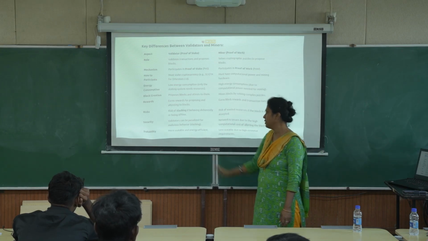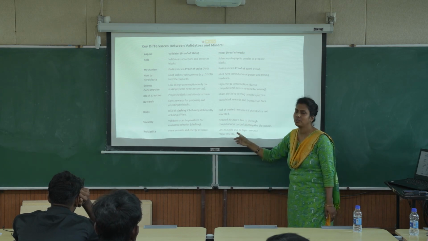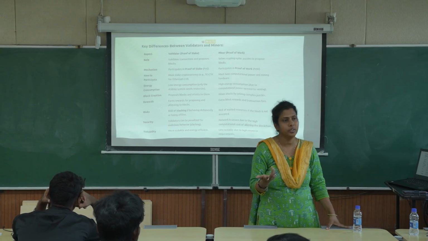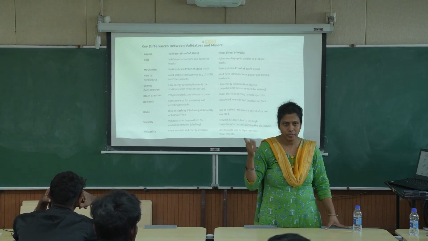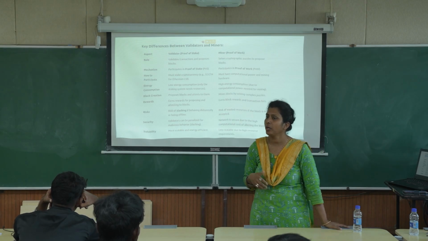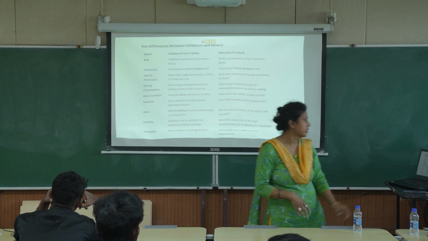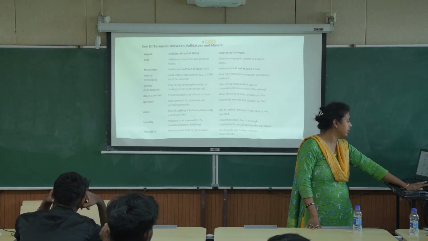More scalable and energy efficient. This is less scalable due to high resource requirements. So in case of proof of stake, only if you have 32 ETH, you can be a validator. But in case of proof of work, if you have computational power and electricity, etc., then you will be a miner. So these are the main differences between the validator and miner.